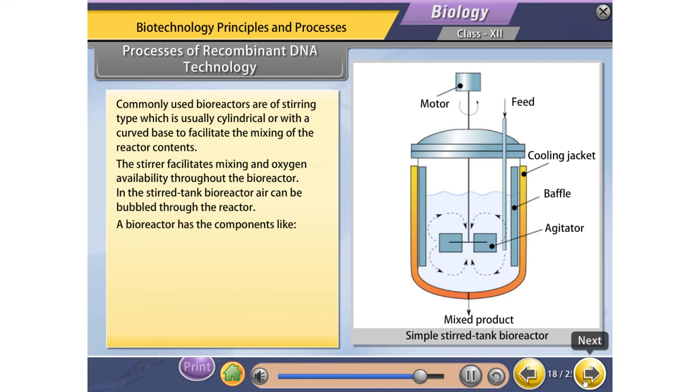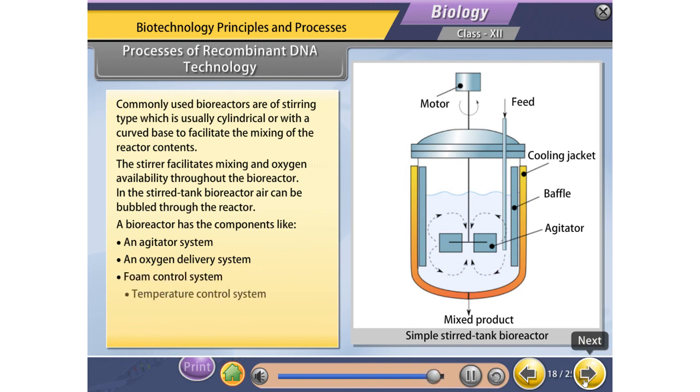A bioreactor has components like an agitator system, an oxygen delivery system, foam control system, temperature control system, pH control system, sampling ports.